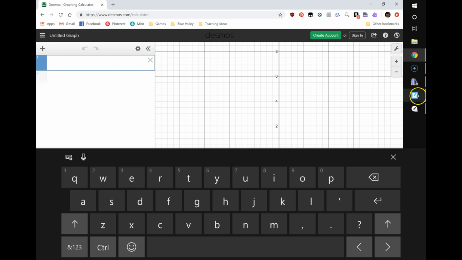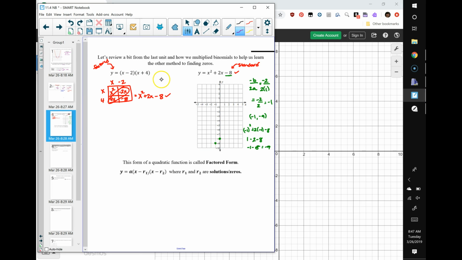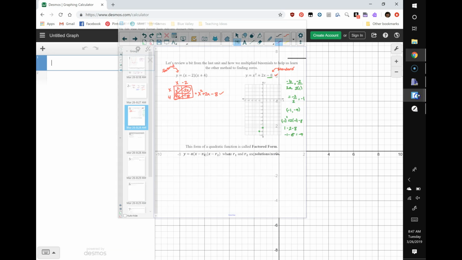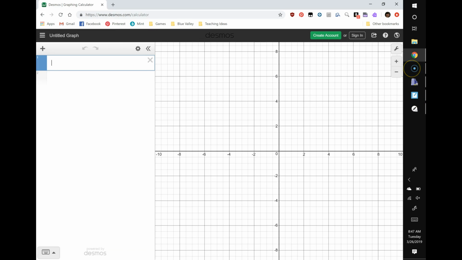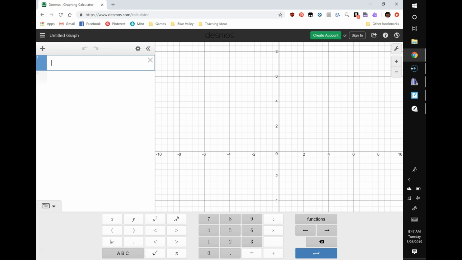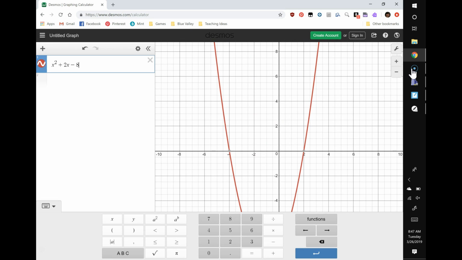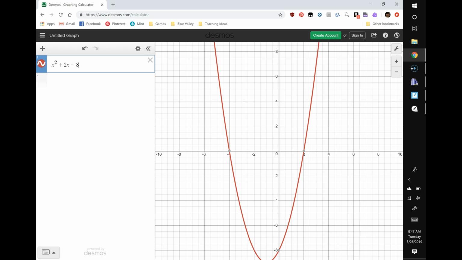Okay, so I'm going to go plug in my equation, x squared plus 2x minus 8. Now, what I'm looking for is those x-intercepts.